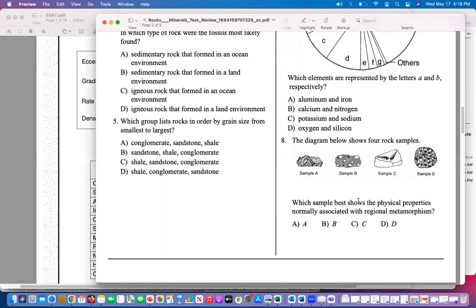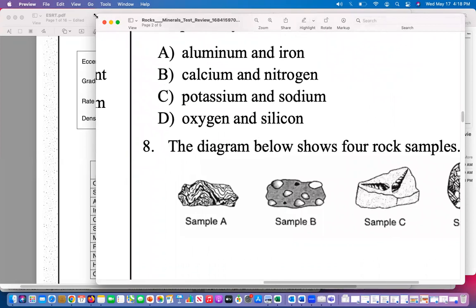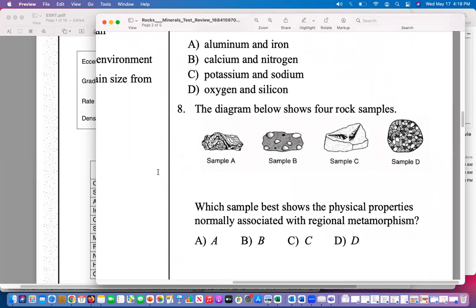Number 8, the diagram below shows 4 rock samples. Let me go ahead and zoom in so that way you can see. Which sample best shows the physical properties normally associated with regional metamorphism? All right, regional metamorphism. So this is something that you do have to know. I've seen this before.